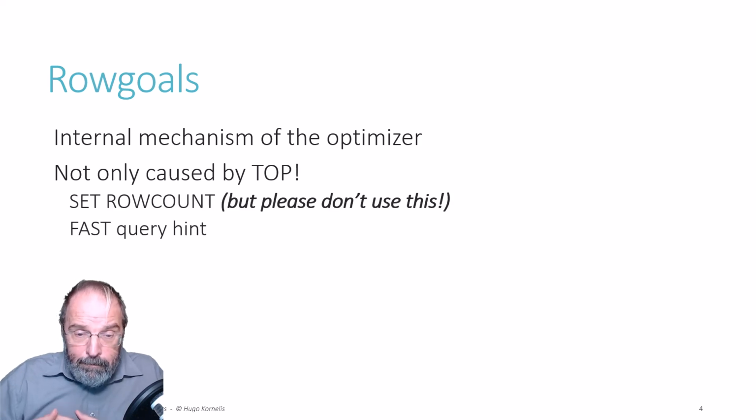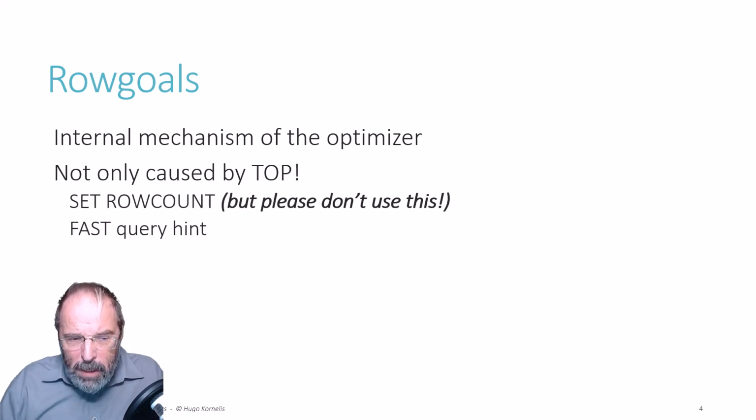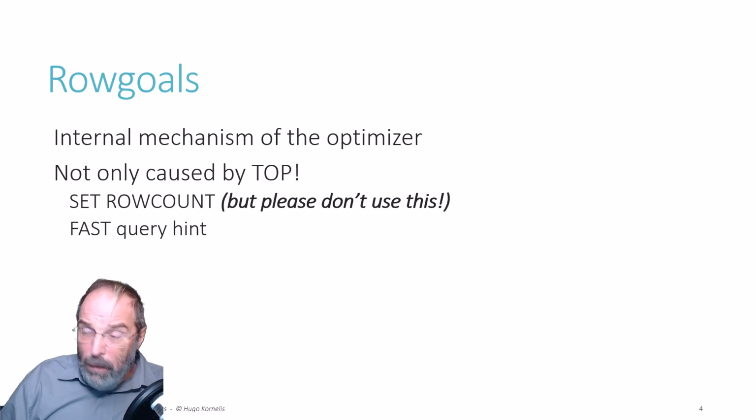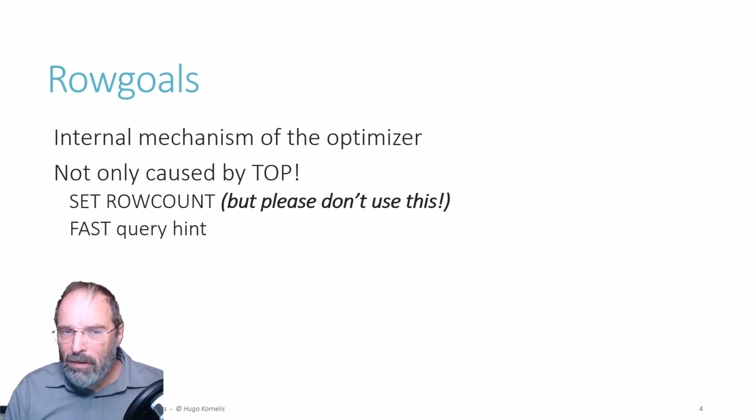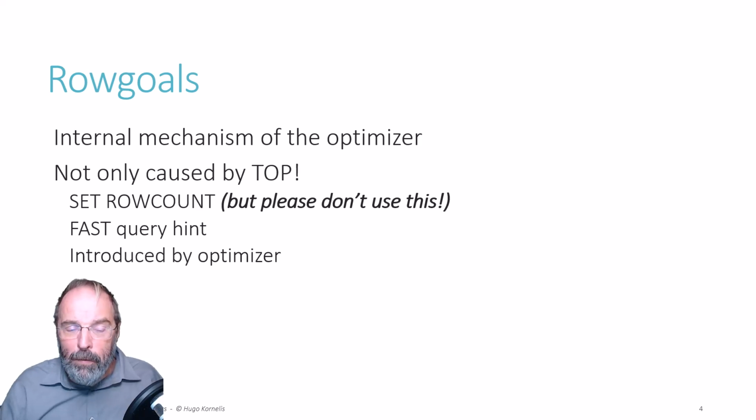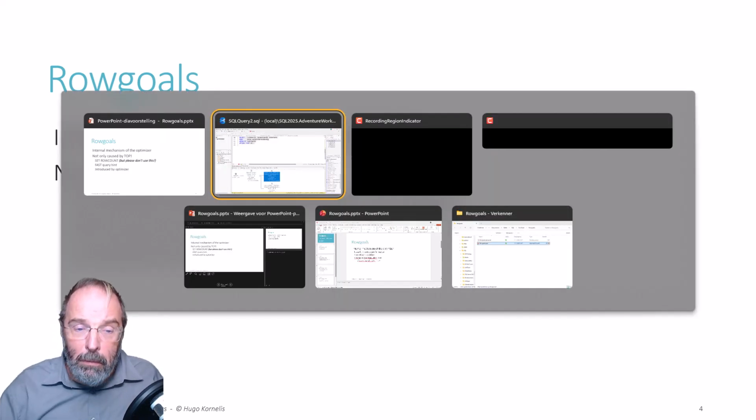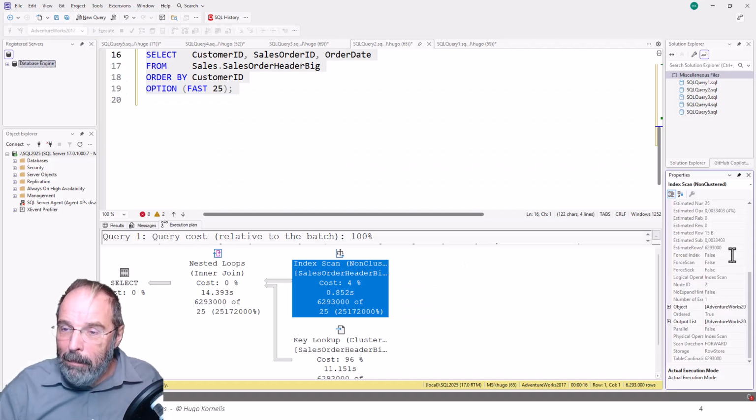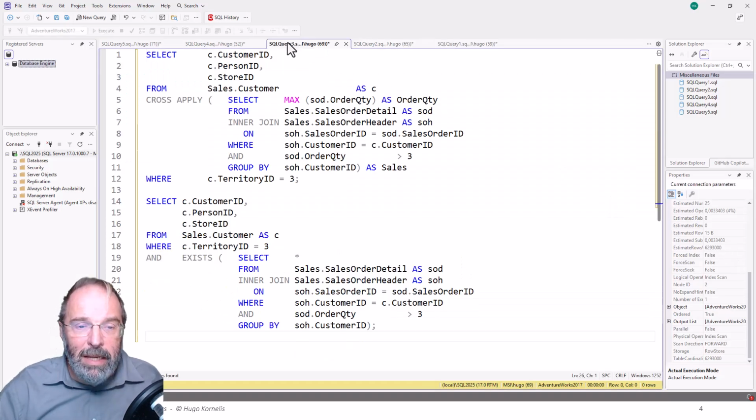So the top is quite obvious, the fast is also obvious and very dangerous. The set row count can be very tricky, but even this is not the complete list. Sometimes a row goal is introduced by the optimizer in queries where you don't actually expect them. Let's look at the next demo.